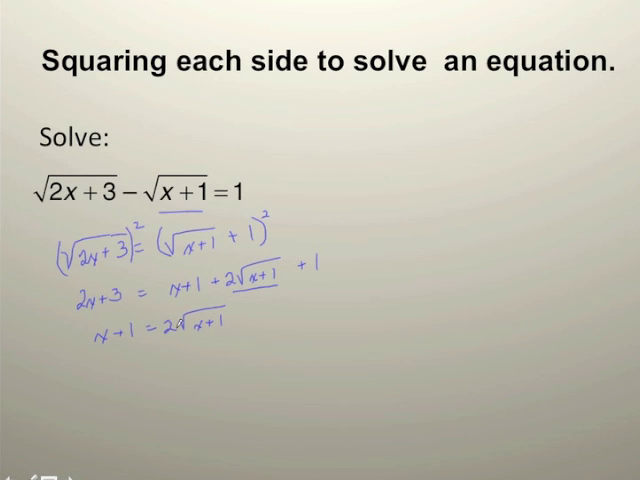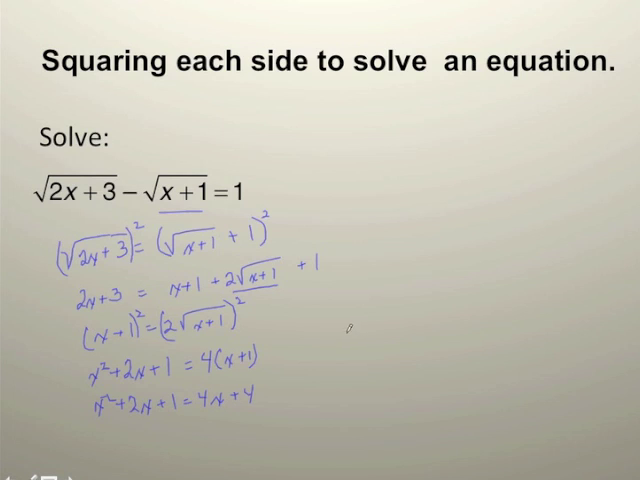Now it's okay to leave this 2 factor in front as long as we make sure we square it also when I'm squaring the whole side. So x plus 1 squared is x squared plus 2x plus 1, always remember middle terms, equals, this will be 4 times x plus 1. So x squared plus 2x plus 1 equals 4x plus 4.